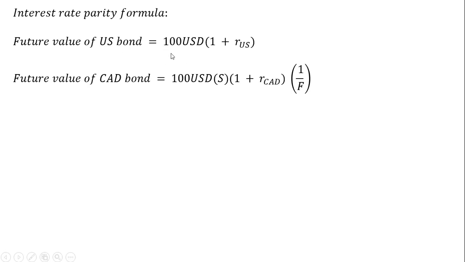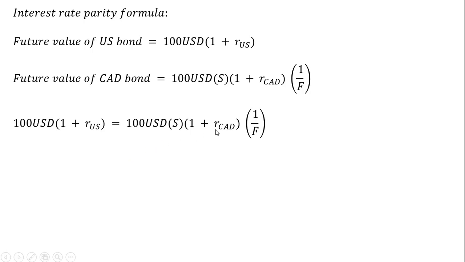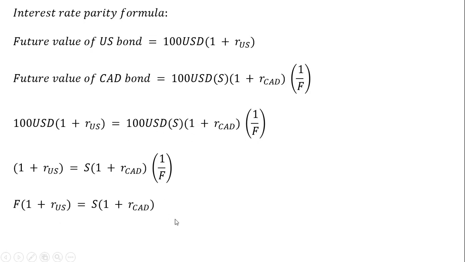Let's look at the interest rate parity formula. Just where we left off, the future value of the U.S. bond and the future value of the Canadian bond, setting both of those equations equal to one another. We'll notice that we can divide through by 100 U.S. dollars, so the 100 USD on both sides of the equation cancel.